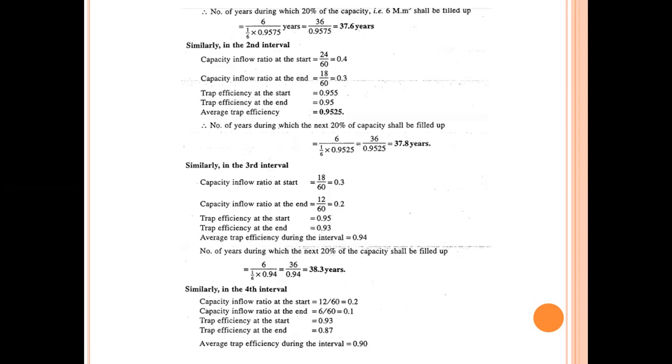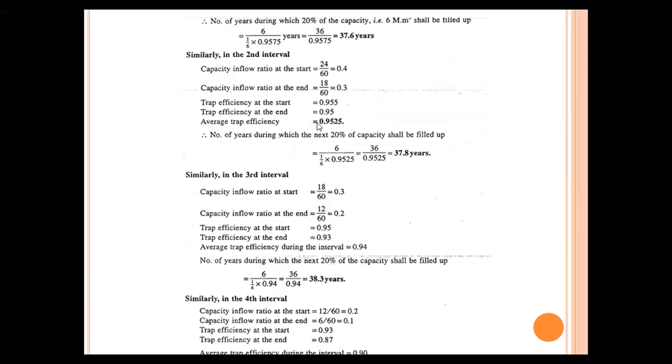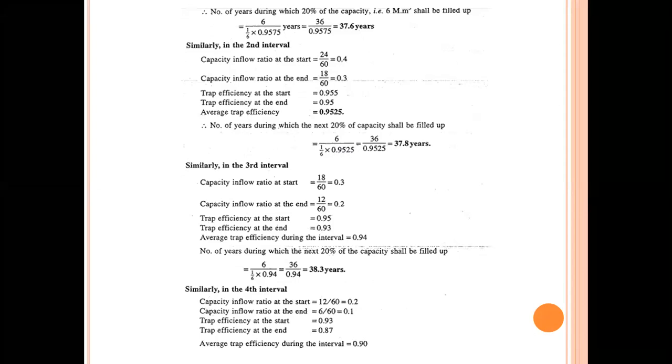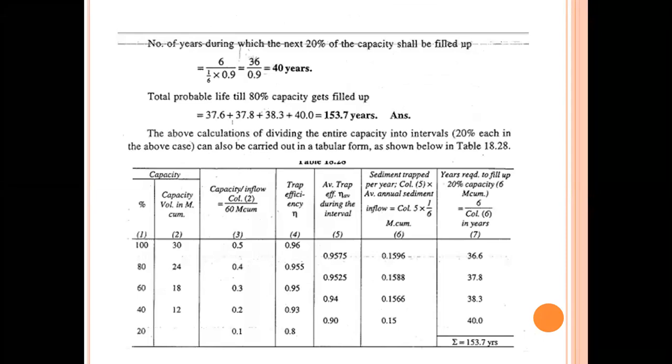Average the trap efficiency. Then calculate the number of years during which the next 20% is filled. That means 24 to 18 MCM. How much time will it take? 6 by 6 is the 20% constant value, by 1 by 6 into 0.9525. So that is 37.8 years. That means 37.8 years is taken to reduce the capacity from 24 to 18. Similarly, the third and fourth intervals are calculated.